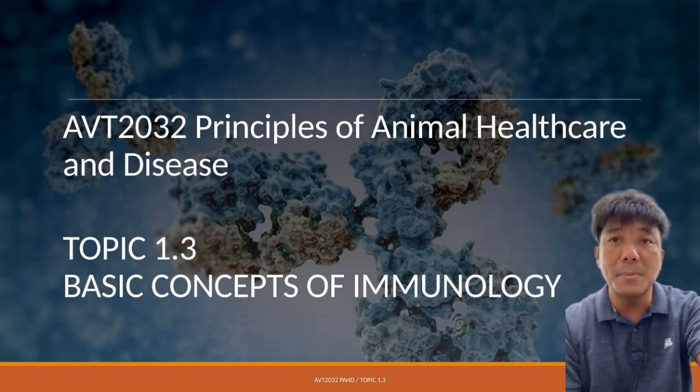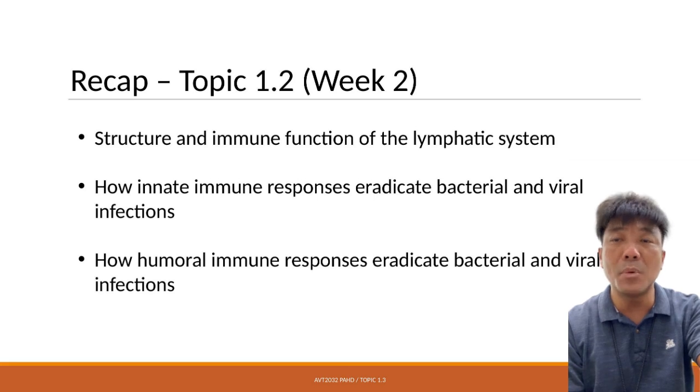The lymphatic system plays a crucial role in immune function, acting as a network for transporting lymph, a fluid containing infection-fighting white blood cells. Innate immune responses provide immediate defense against infections, utilizing barriers and cells like macrophages. A quick recap of what we have gone through in topic 1.2.